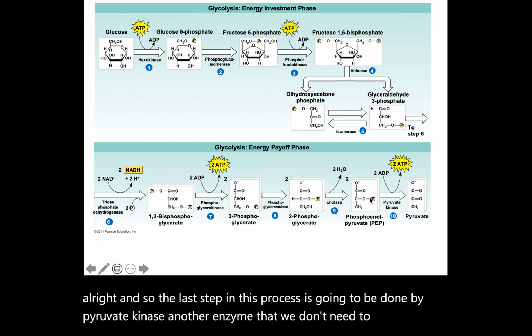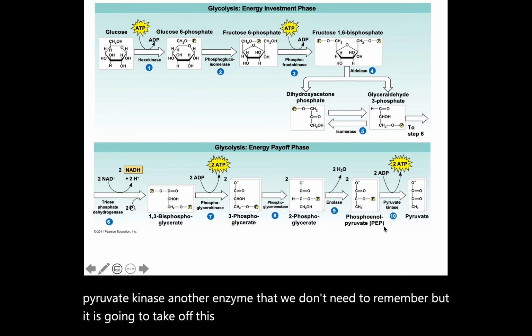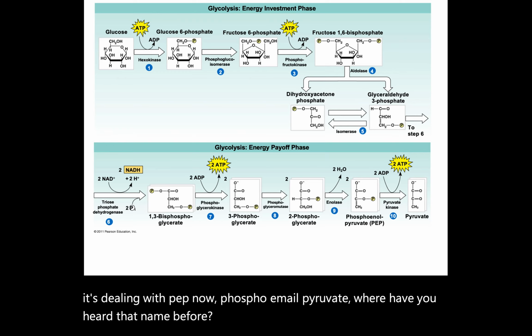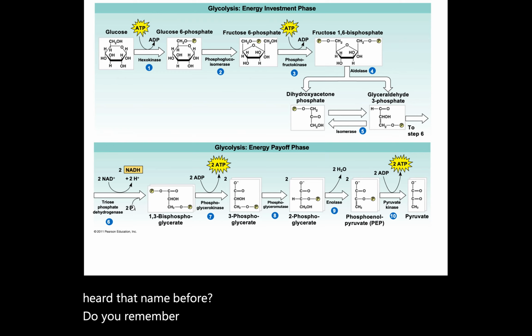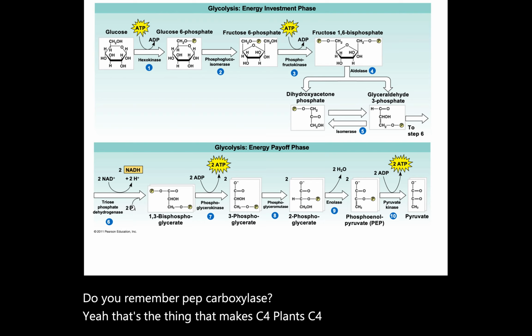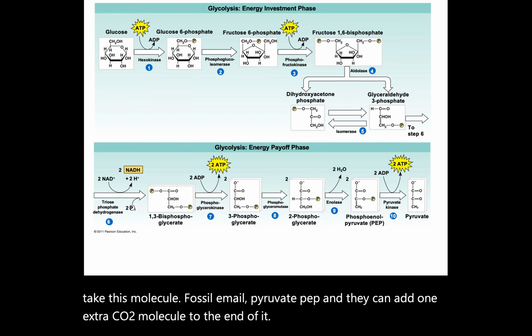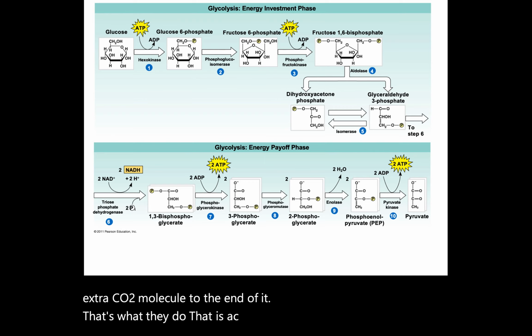But it is going to take off this last phosphate, and it can only do that if it's dealing with PEP. Now, phosphoenol pyruvate, where have you heard that name before? Do you remember PEP carboxylase? Yeah, that's the thing that makes C4 plants C4 plants. So C4 plants can take this molecule, phosphoenol pyruvate, PEP, and they can add 1 extra CO2 molecule to the end of it. That is a C4 plant, and that's what PEP carboxylase does.